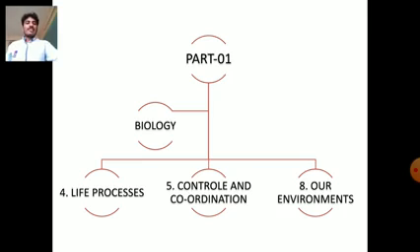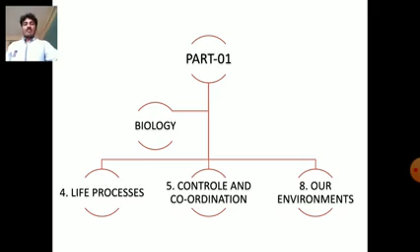Biology contains three major topics. First one is life processes. In this chapter, we learn about what life processes are, how nutrition occurs and the types of nutrition, how organisms obtain their nutrition, and nutrition in human beings, respiration in human beings, and transportation in our body, how blood transports from one place to another, and excretion in this method.